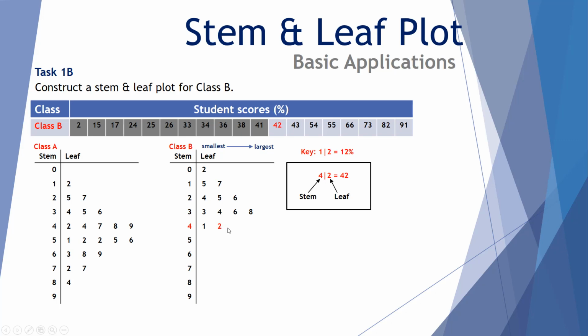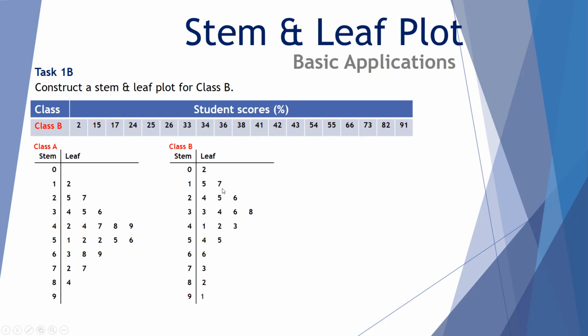41, 42, 43, 54, 55, 66, 73, 82, and 91. And there we have our completed stem and leaf plot for Class B.